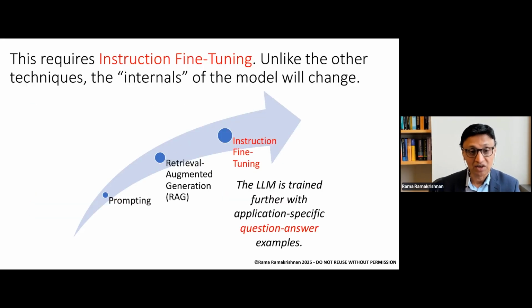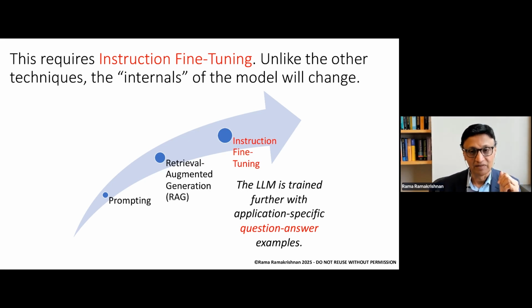So in this situation, what you have to do is called instruction fine-tuning. It's actually very similar to the instruction fine-tuning that was done by OpenAI when they built ChatGPT. Now, of course, with instruction tuning, unlike the first two that we saw, the internals of the model will change. You're actually going to change the internal weights of the model. And the fundamental idea is that you take this LLM and then you train it further, much like the vendors did when they built it, and you train it with application-specific examples.